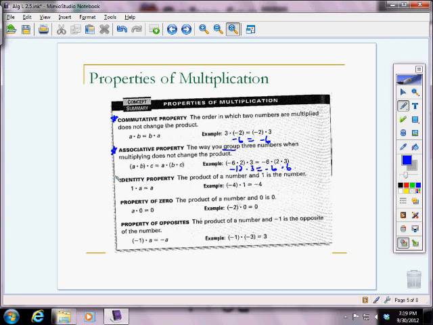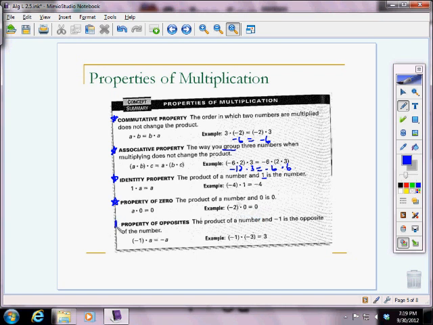Our identity property just states that if you multiply a number by 1, the number keeps its identity. 1 times any number is going to equal that number. Negative 4 times 1 is going to equal negative 4. Okay, it keeps its identity. It's the identity property. The property of 0, this is something you already know. We just have a property to say that it's always true. If you multiply 0 by any number, you get 0. Negative 2 times 0 is 0. 1,032,000 times 0 is going to be 0.